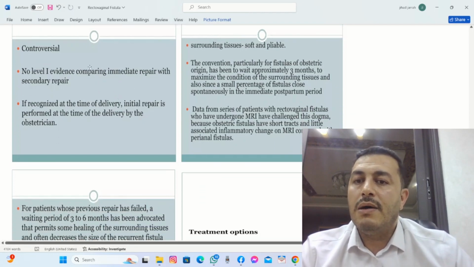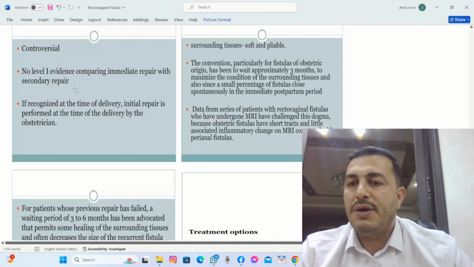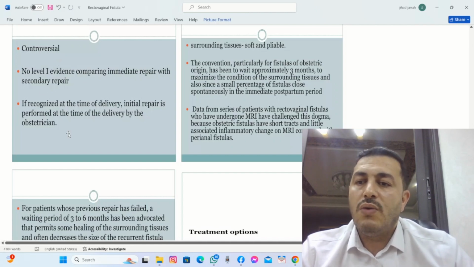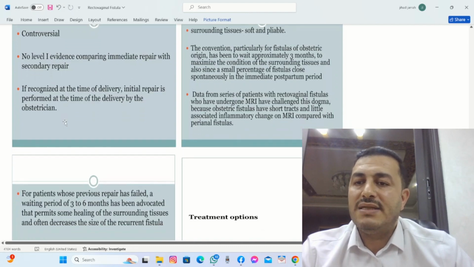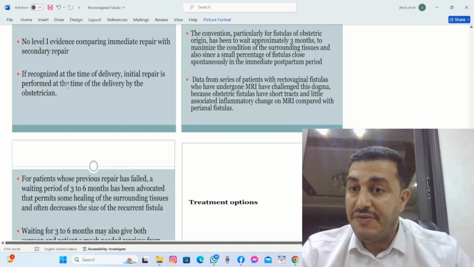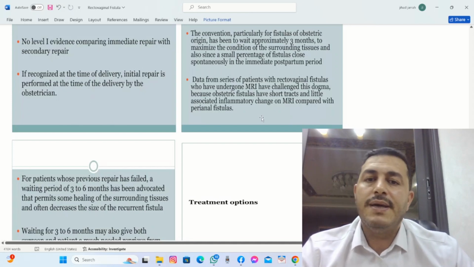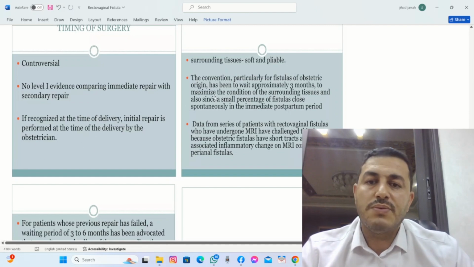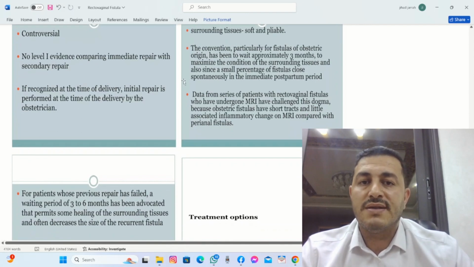So it's controversial to do immediate repair versus secondary repair or delayed repair. If recognized at time of delivery, initial repair is preferred at the time of delivery by the obstetrician, but some obstetricians don't have the experience to do that.